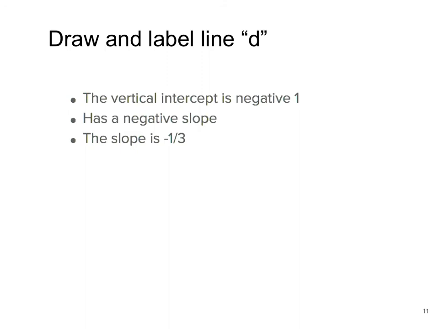Here is line D. Line D, the vertical intercept is negative 1. It has a negative slope, and the slope is negative 1/3. Go ahead and graph this line and then label it line D.